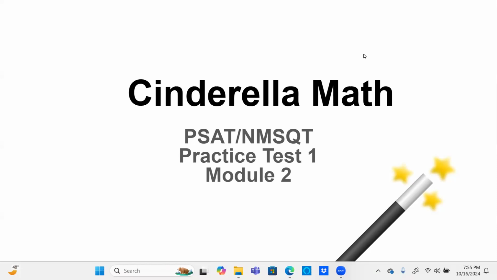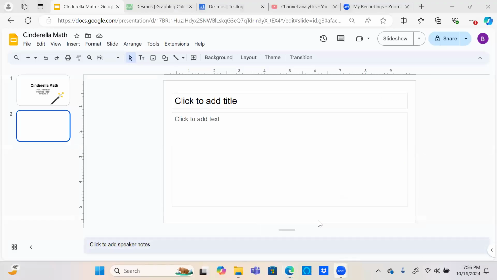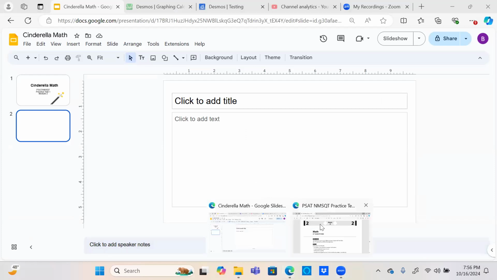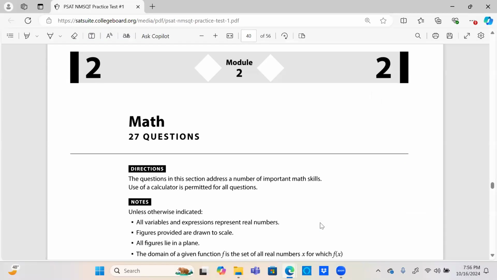This is the exact practice test from the College Board website for the PSAT/NMSQT as of October 2024. So this is as of present time. This is the exact test from the College Board website. So I'm just going to grab that and we are going to jump straight into module 2.